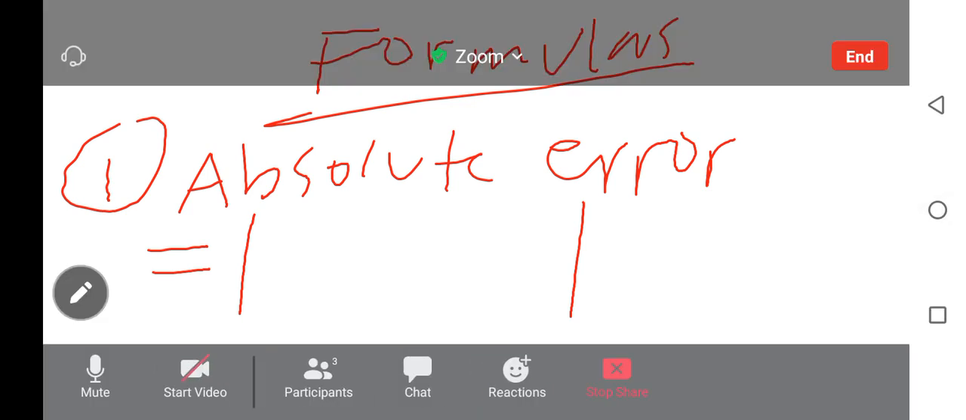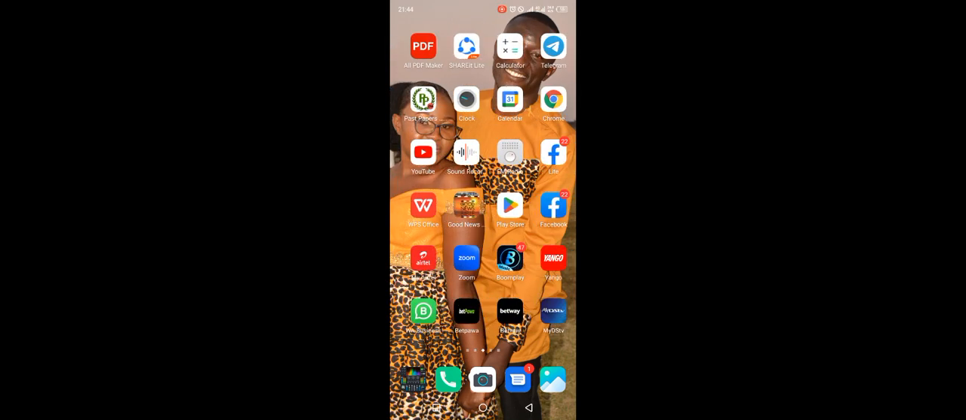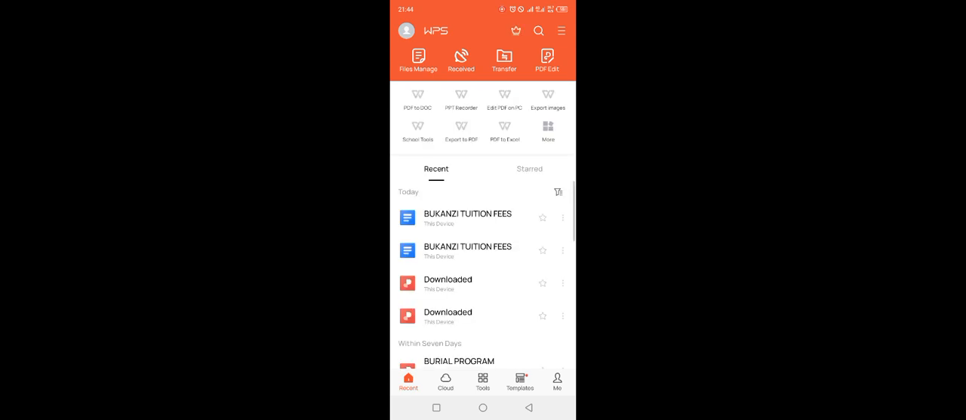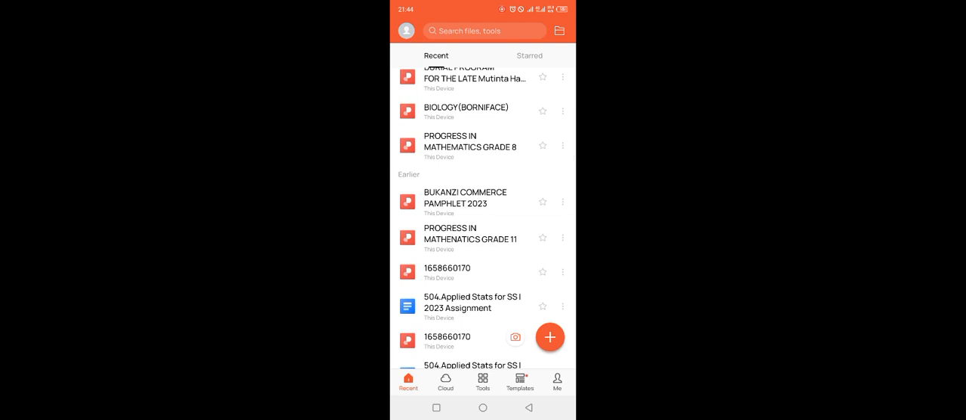Absolute error. Let me just confirm in Progress. I have Progress on my phone right now. Let me just confirm something under Progress. I normally swap on actual value minus measured value. Actual value minus measured value. Progress. Okay, I found it. It is here.